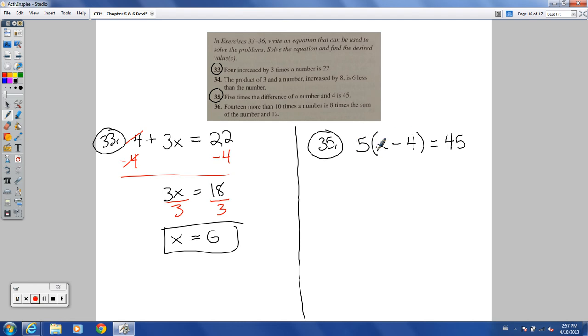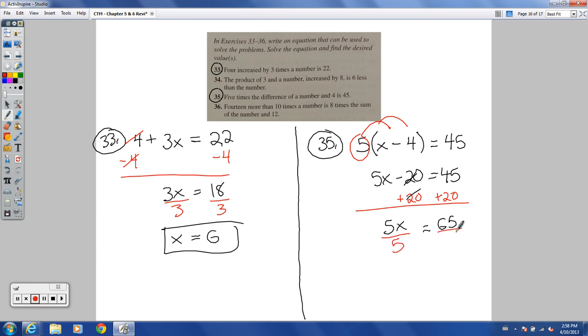We wouldn't want to do 5x without the parentheses, because the way it's worded, we take the difference of a number and 4 first, then multiply that times 5. From there, we take the 5 and distribute it through. We have 5x minus 20 equals 45. We can add 20 to both sides of the equation. It gets you 5x equals 65. That would have canceled there and there. Divide both sides by 5, and you've got your final answer: x equals 13.